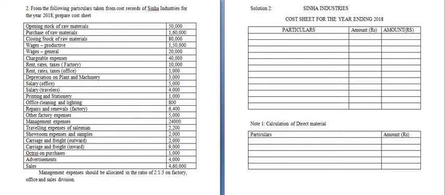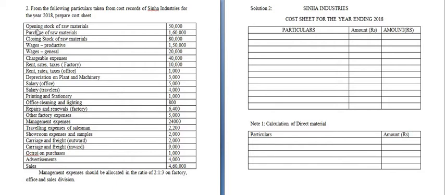Everyone take out your pencil so that we will write here wherever these expenses have to be taken. Now, first one is what? We will read that problem. From the following particulars taken from cost records of Sinha Industries for the year 2018, prepare cost sheet.